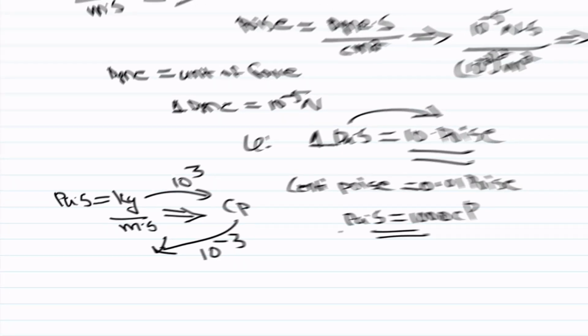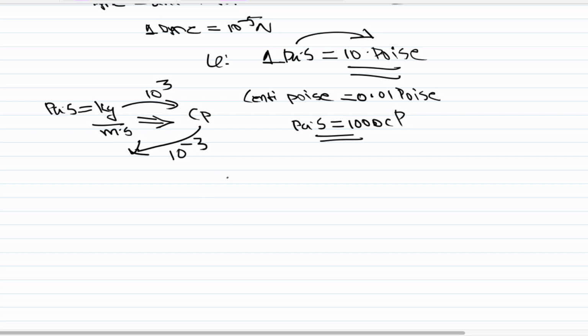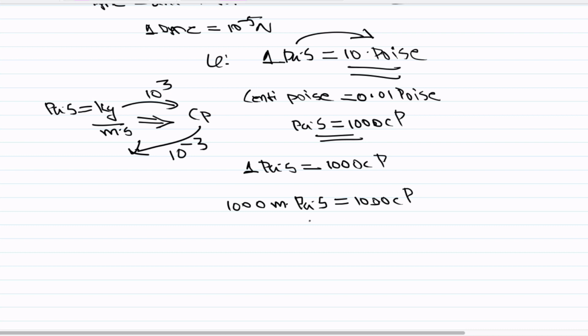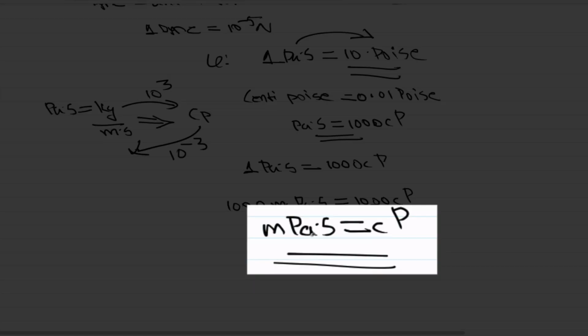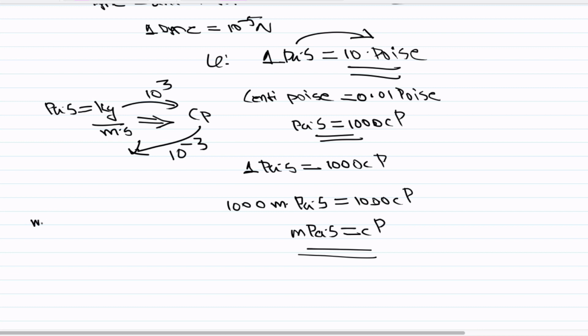And I can show you some other relationship. Since 1 Pascal second is equal to 1000 centipoise, you can also write 1000 millipascal second. Don't confuse this with megapascal. This is millipascal second, which is equal to 1000 centipoise, or rather, millipascal second is equal to centipoise. It's another relation: millipascal second is equivalent to centipoise. When you express things in millipascal second, that is equivalent to centipoise.